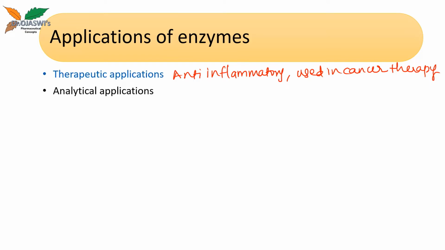Next application, enzymes also have certain analytical applications, meaning some enzymes are used as analytical reagents for estimation of compounds. For example, cholesterol oxidase. Whenever there is 'ase', that means that is the enzyme. So cholesterol oxidase is used for estimation of cholesterol.